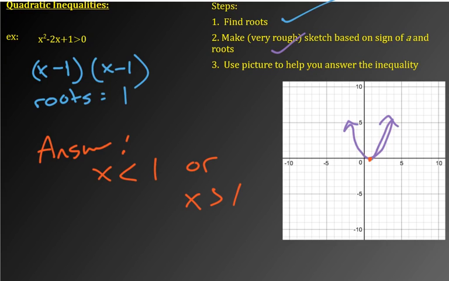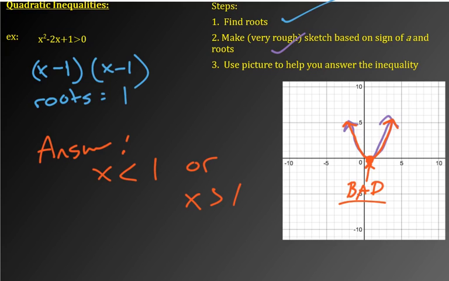Less than 1 is going to be all this part over here, that's greater than 0. And then this is the one bad point, because it equals 0 at that point. But then as soon as you move past 1 to the right, you are also greater than 0.